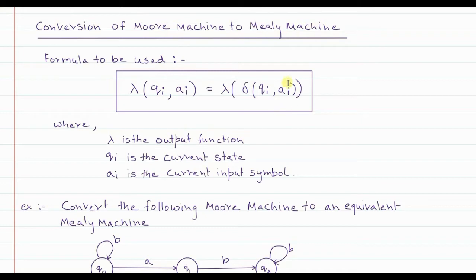This is a straightforward formula that I'll be using. Lambda, which is an output function, lambda of qi comma ai, where qi is the current state and ai is the current input symbol, is equal to lambda of del of qi comma ai. You have to remember this formula, and I'll be converting the given Moore machine to a Mealy machine using it.